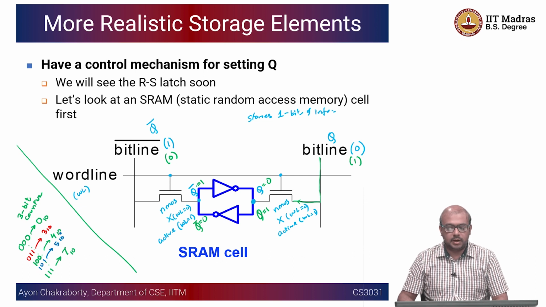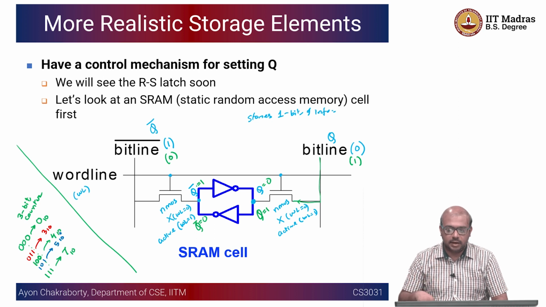Okay. So now this was one way of storing elements, and coming back to the SRAM, storing bits, right? And we will also see a more conventional circuit called the RS latch, which is also called reset set or set reset, depending on what books you are studying from.